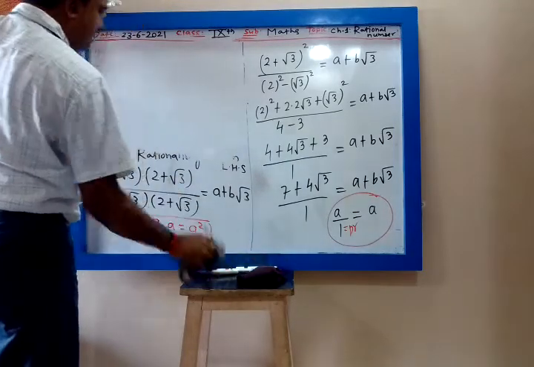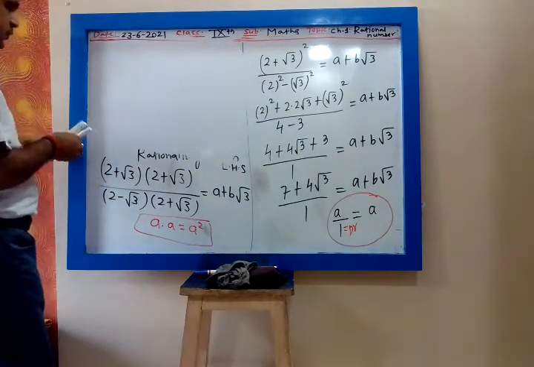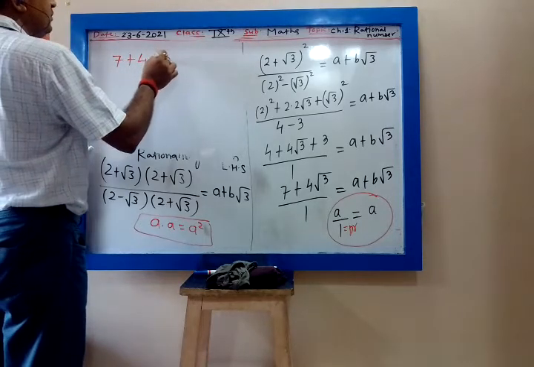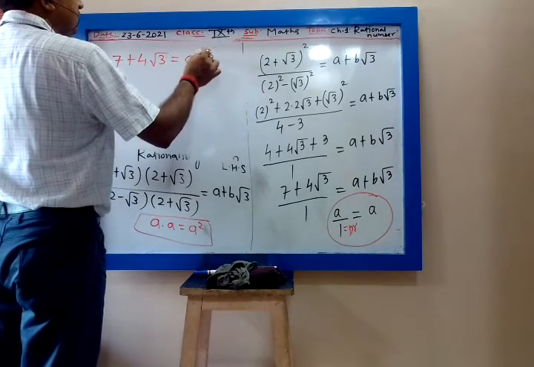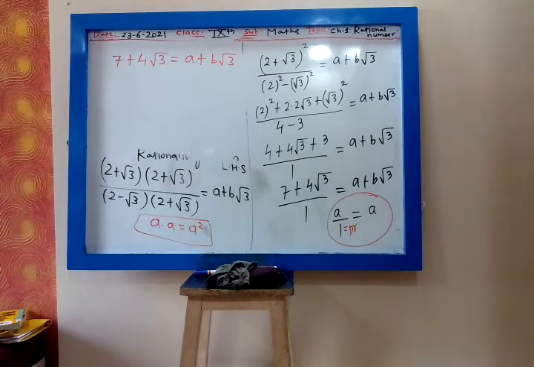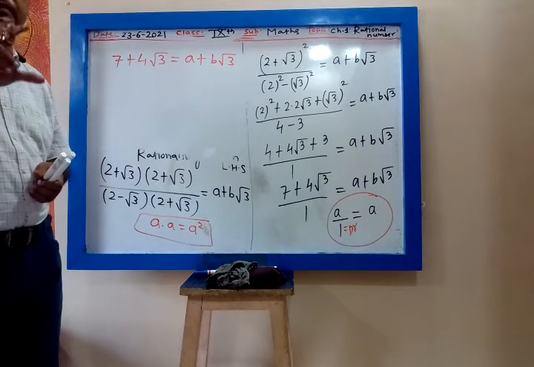What we get? 7 plus 4 root 3. Yes. So 7 plus 4 root 3 is equal to a plus b root 3. So we have simplified the left hand side. How have we simplified the left hand side?